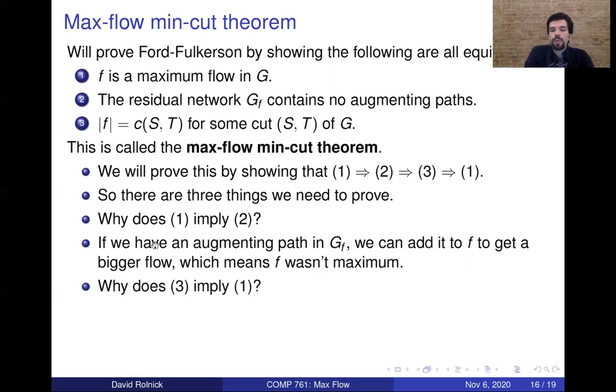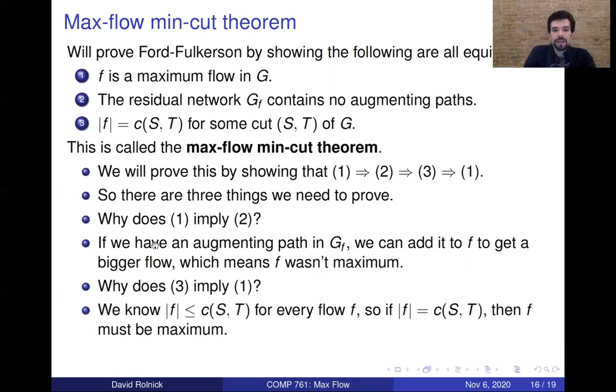Yes. So before we proved that we can't have more flow than the capacity. So if we know that the value of the flow is always less than or equal to the capacity of the cut, and some flow is equal to the capacity of the cut, then it has to be the maximum, because if we increase the flow, we would be violating that the flow is less than or equal to the cut. Okay. So now we have the 2 easier directions, 1 implies 2 and 3 implies 1.